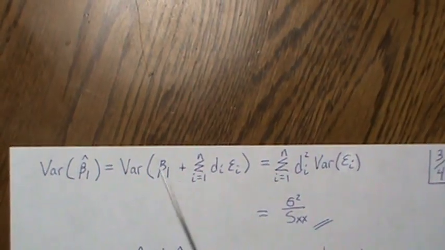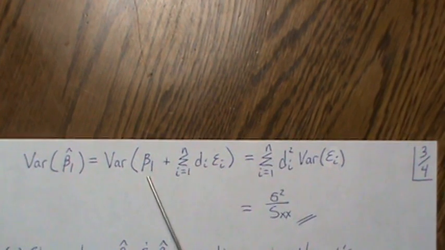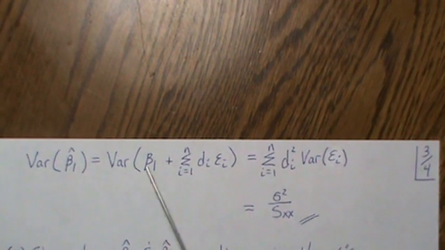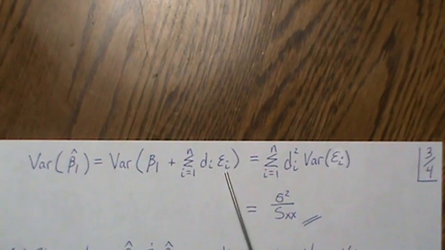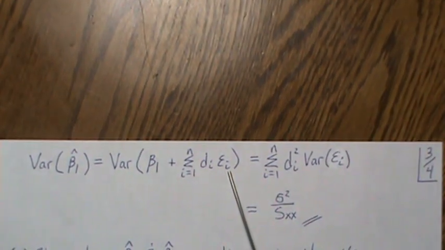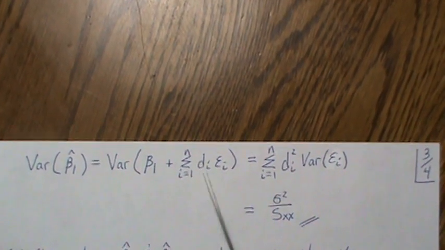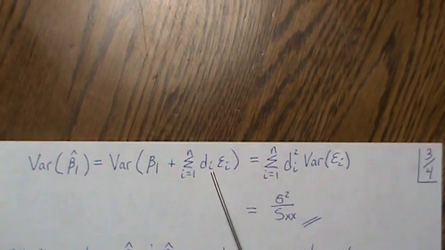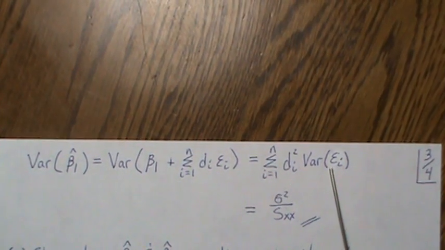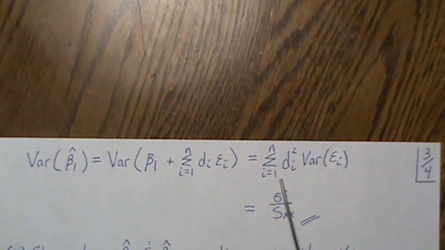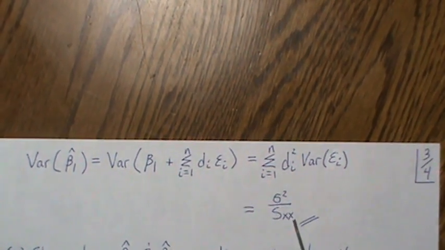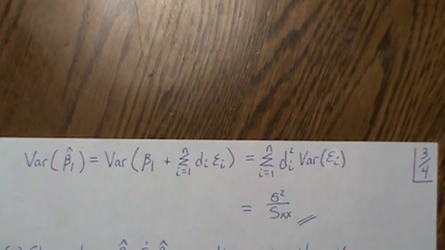So we plug in property number 1, and this constant doesn't factor into the variance, and so it's the variance of this sum. But the random term is this epsilon i, and the covariance between, say, epsilon i and epsilon j is 0, so there's no covariance in here. So when it comes in, the di comes out front squared because it's a constant, and the variance of epsilon is sigma squared. So it comes out of this sum, and the sum of the di squared, we said, was 1 over sxx. So that's the variance of beta 1 hat.